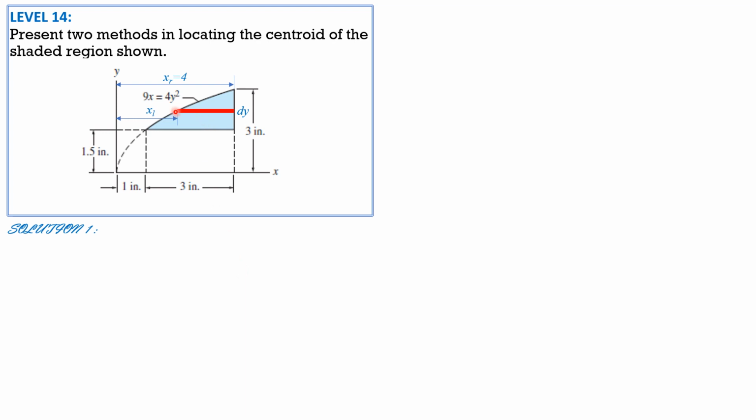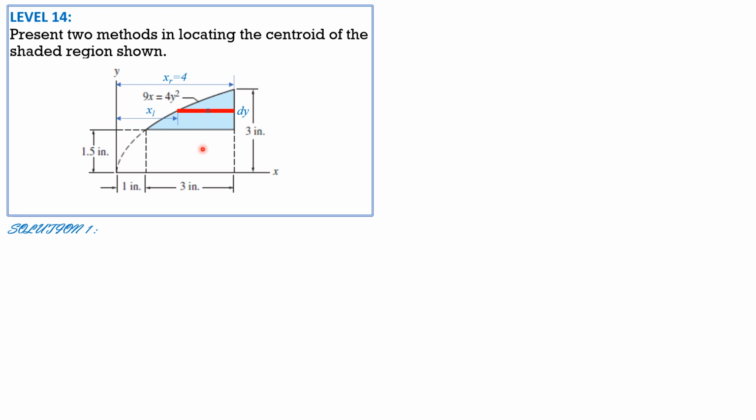So the area is the length of this strip, which is right x minus left x times the thickness. Then we're going to integrate that. Since it is y that is the variable of integration, y varies from this level 1.5 to that level 3 inches. So that's the centroid of the strip.